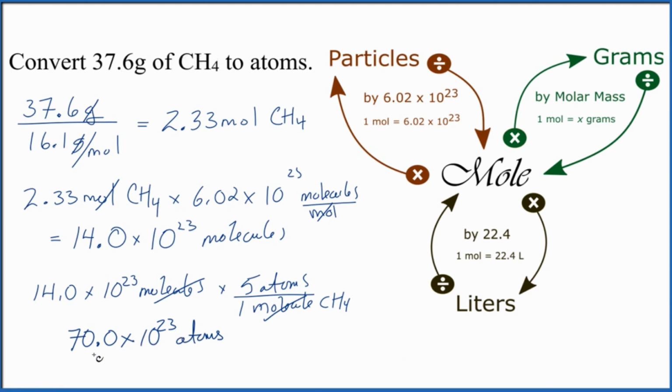You could change this to 7.00 times 10 to the 24th if you wanted to do that. If you wanted to know how many carbon atoms, you would just multiply by 1. If you wanted to know how many hydrogen atoms, you would multiply by 4. So that's it. It's a lot of work. There's a lot of steps, but just remember, grams to moles, then you get to particles. Once you're at particles, you can figure out how many atoms you have.